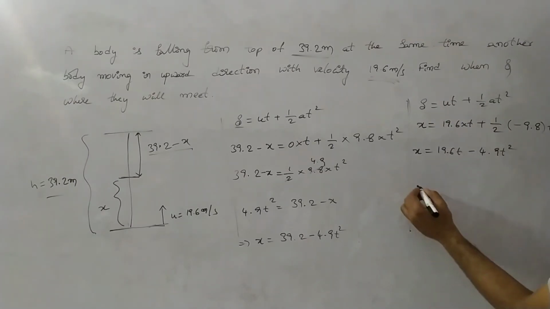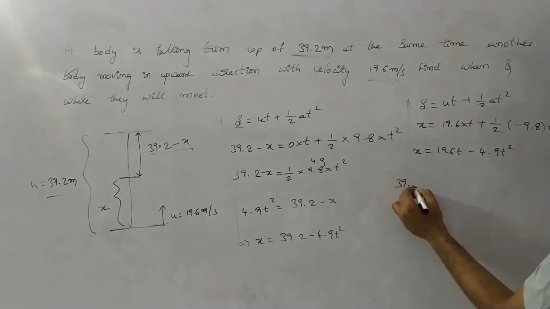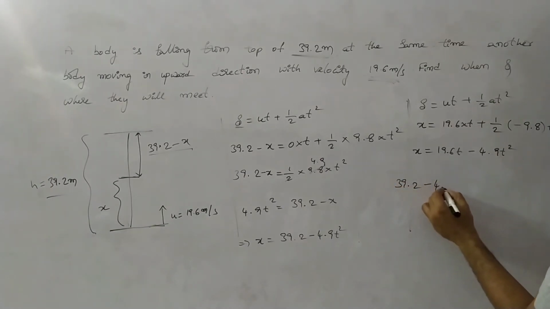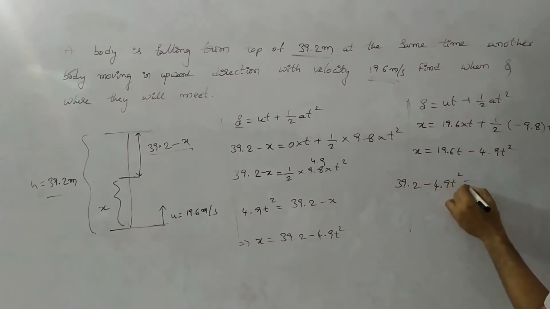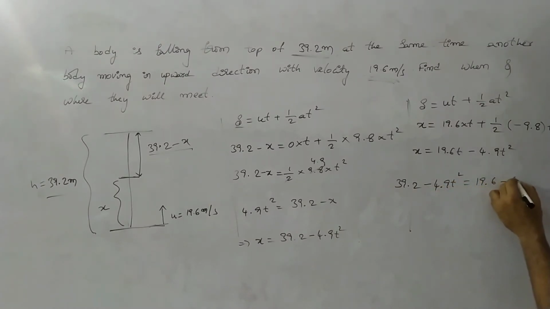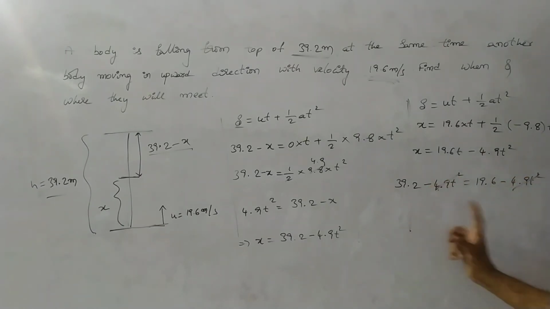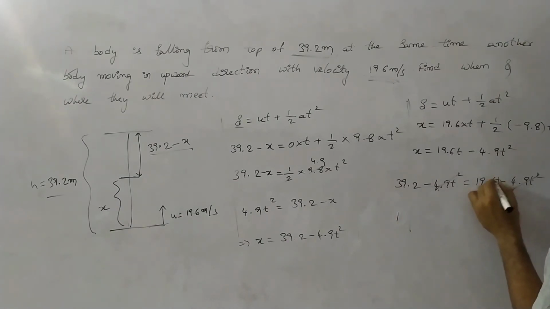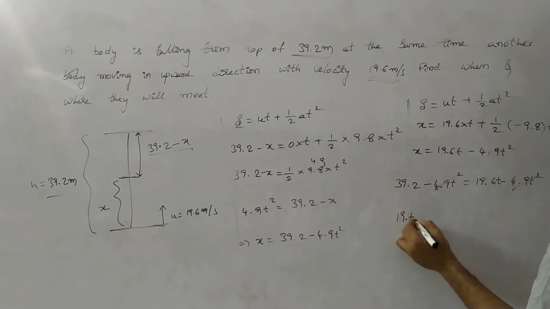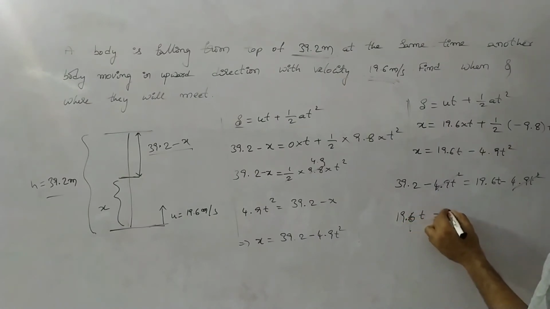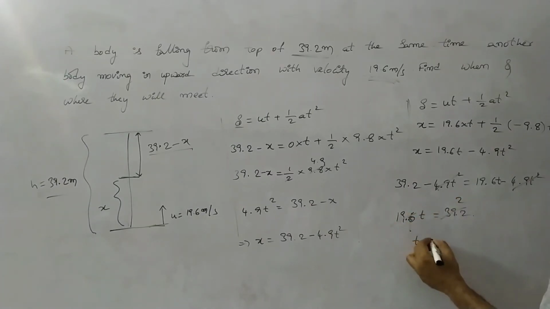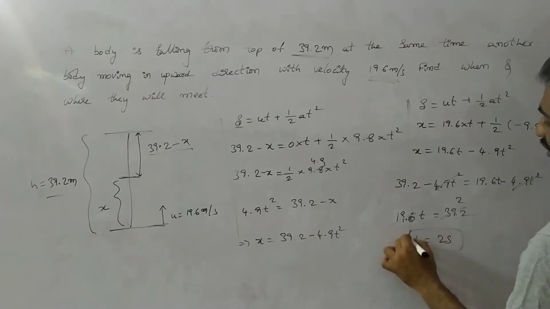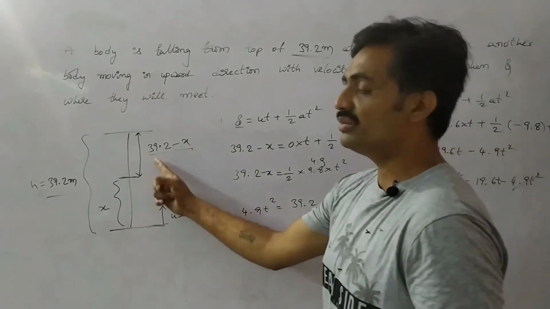If we equate both these equations, we have 39.2 t minus 4.9 t square equals 19.6 t minus 4.9 t square. So here 4.9 t square gets cancelled. Then we have 19.6 into t equals 39.2. So t is 2 seconds. So at a time of 2 seconds, these two bodies will meet.